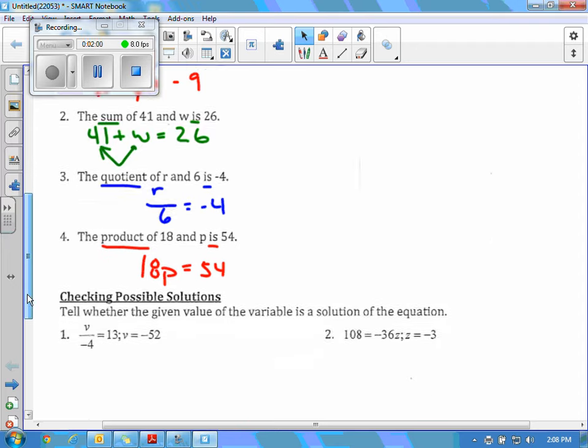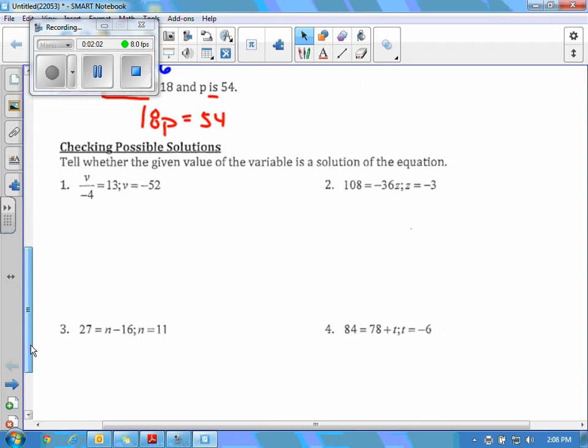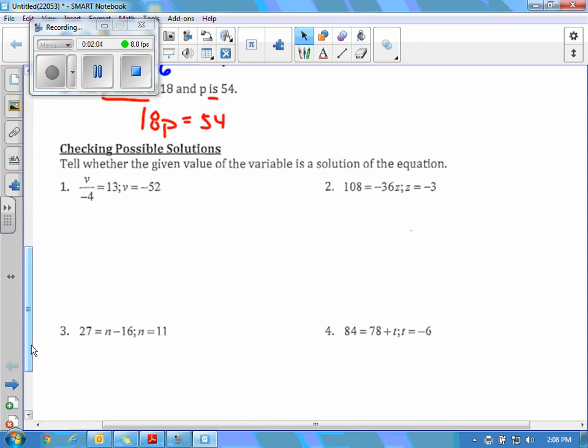In the next section, it says checking possible solutions. So this is what I was talking about when I told you that a solution is a number that you can plug in to make a true statement. And in this part, we're actually going to test that. So if you look at number 1, it says b over negative 4 equals 13. And then it says the semicolon b equals negative 52. So the actual equation is b over negative 4 equals 13. And what we're trying to figure out is if negative 52 will make that a true statement.